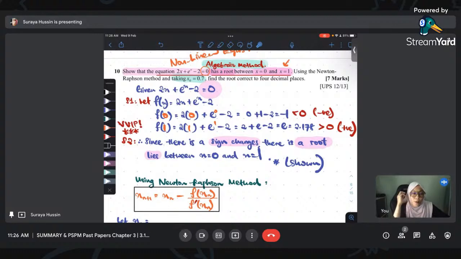So this is 3.1. Are you with me? Are you with me, everybody? Faham? Okay, nampak beza ya? Boleh nampak beza algebraic method and graphical method.